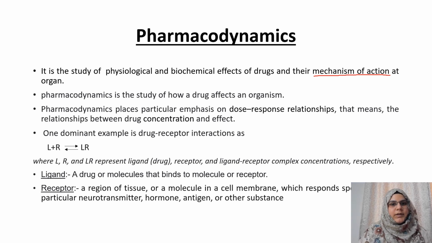The next is pharmacodynamics. Pharmacodynamics is the study of how a drug affects an organism, like if you are taking some drug, how it is going to affect you. The next point is that pharmacodynamics places particular emphasis on dose-response relationships, that means the relationship between drug concentration and effect. The term dose-response relationship is what I told you: if you are taking any drug, you have to take 500 mg, 100 mg, or 50 mg according to the problem you have, and age also matters. If you have to give Crocin to a kid and to an adult, the dose should be different. It is not the same for a child and an adult.